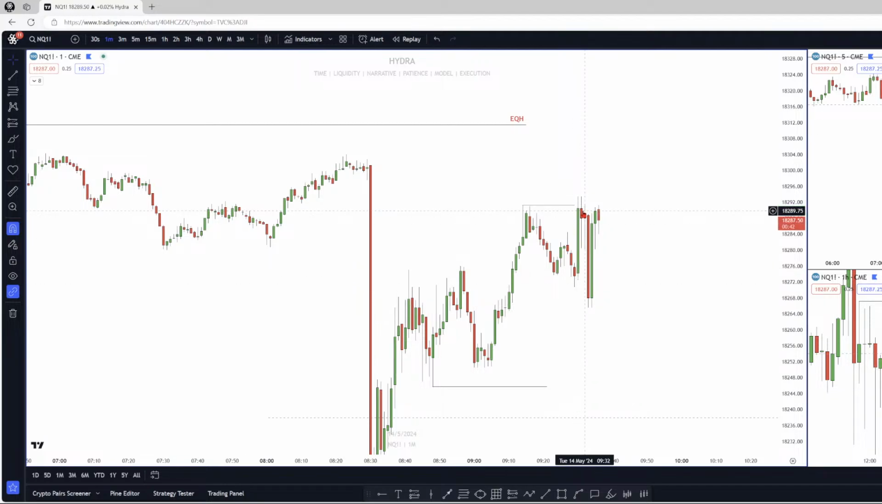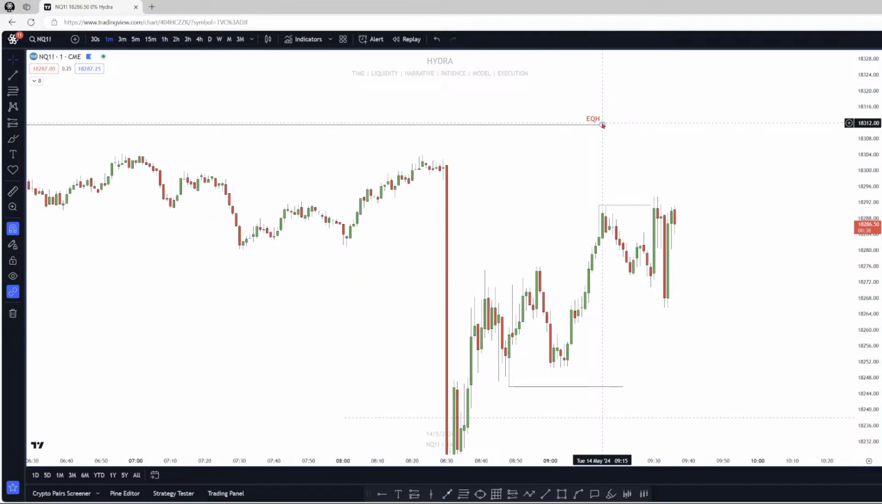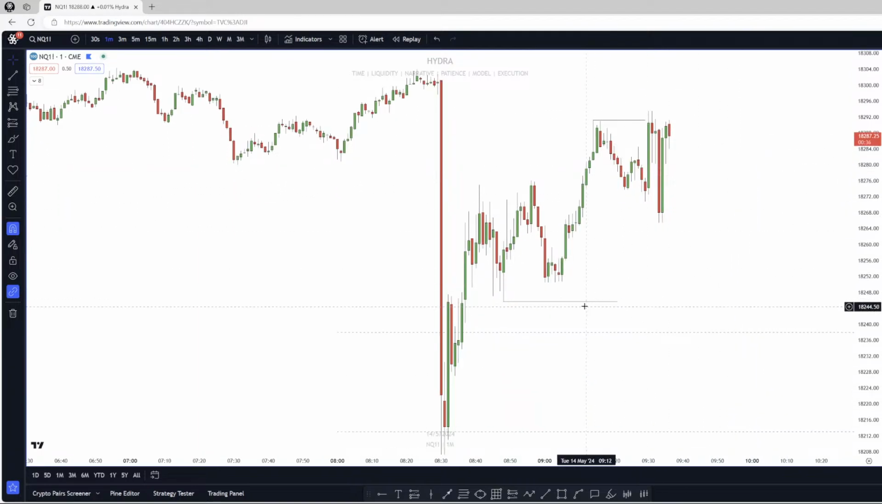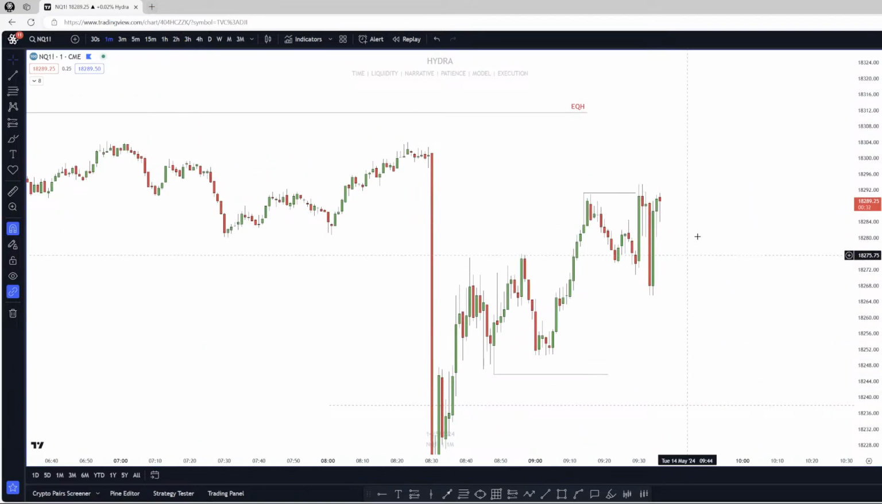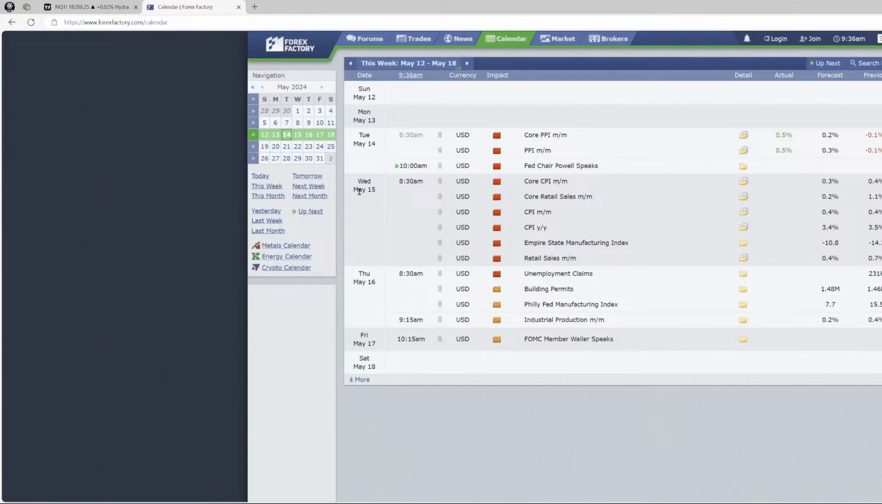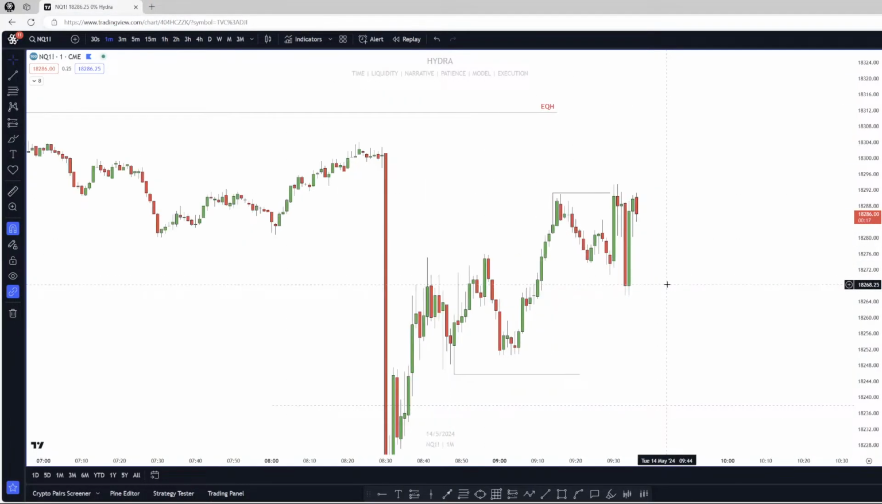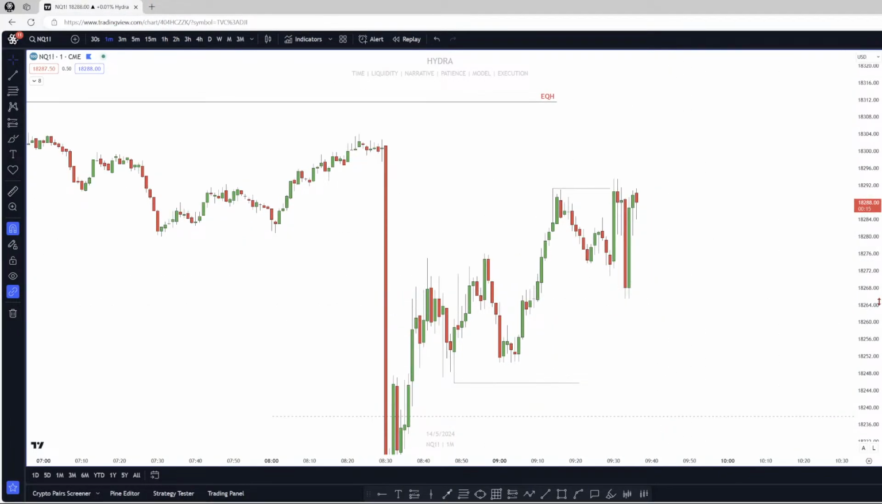So at 9:30 we did nothing. We still have this equal high left. We still have draw on liquidity to our sell side left. So I feel like we are seeing time distortion, right? And time distortion until 10 a.m. when Fed Chair Powell is speaking. I hate this guy. Whenever he is speaking, prior to that, market is trash.